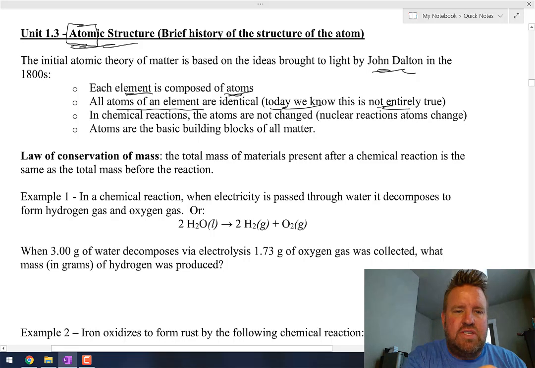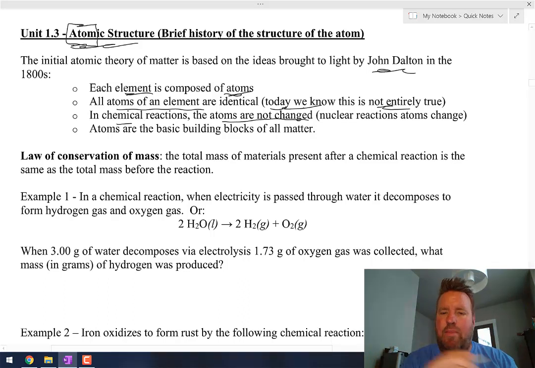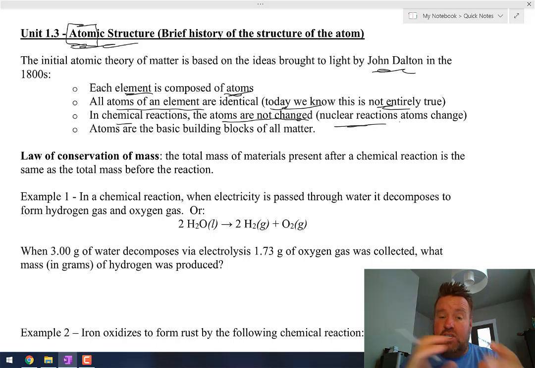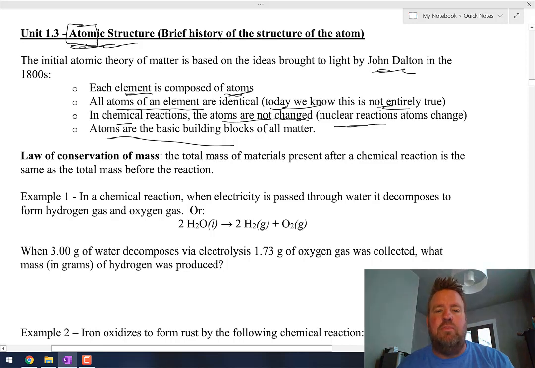He also said that in chemical reactions, atoms are not changed, and typically they are not. That is true. The only time where that may not be true is if you have what's called a nuclear reaction, where the nucleus of the atom changes, and that does change the atom. But in general, in a normal chemical reaction, the atoms aren't changed. The atoms might change position. They might break away from one atom and join another atom, but the atoms themselves are not changed. And then the final thing was that atoms are the basic building block of all matter. So all matter is based on atoms.